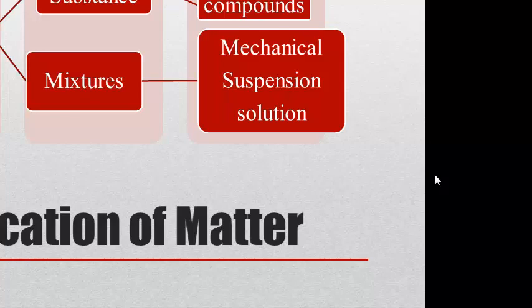Mixtures are made up of two or more substances. Three different types of mixtures are mechanical, suspension, and solution. Now some definitions. Mixtures are formed when two or more substances are put together but are not chemically combined. Properties of the substance do not change.